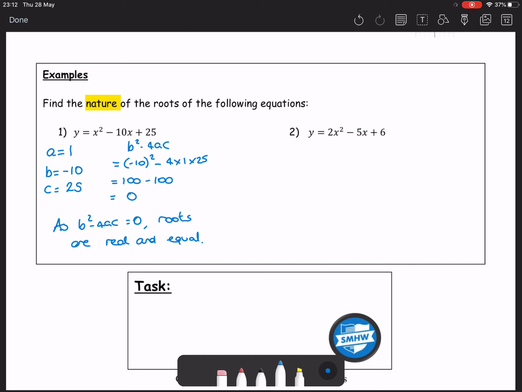The coefficient of x squared is 2. The coefficient of x is minus 5. And the constant value is 6. So again, b squared minus 4ac: minus 5 squared minus 4 times 2 times 6, which is 25 minus 48, which is negative 23.